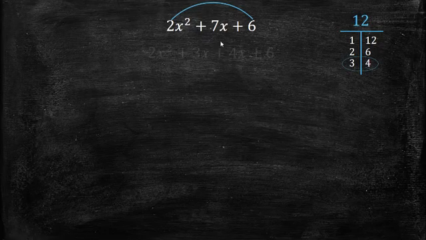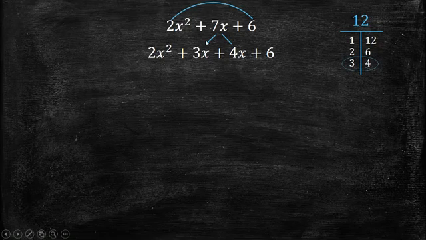So if we split that middle term, we end up with 2x squared plus 3x plus 4x plus 6. And we haven't changed the meaning here. This is still exactly equal to our original polynomial.